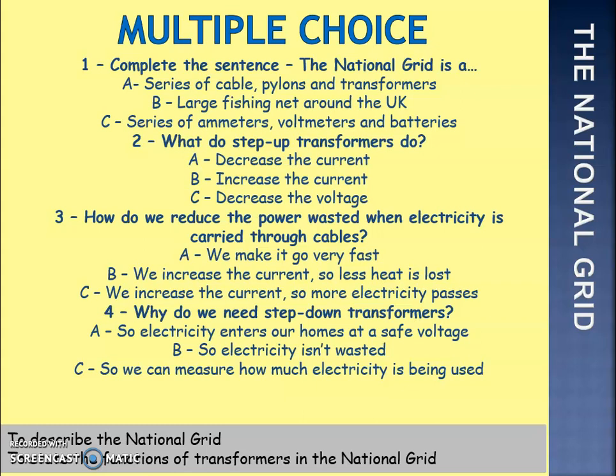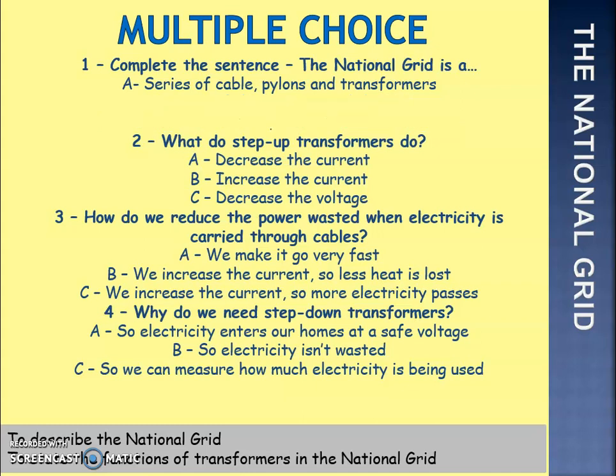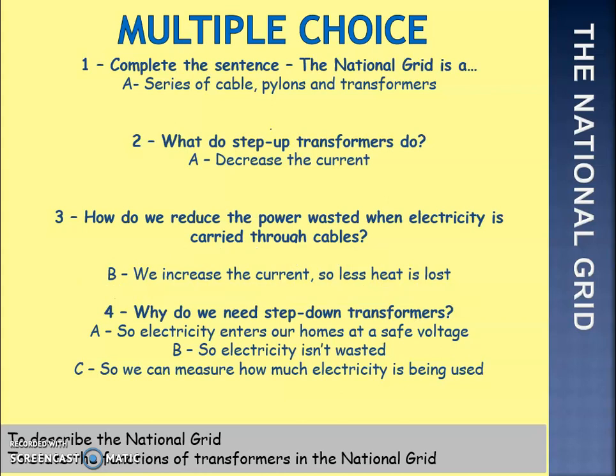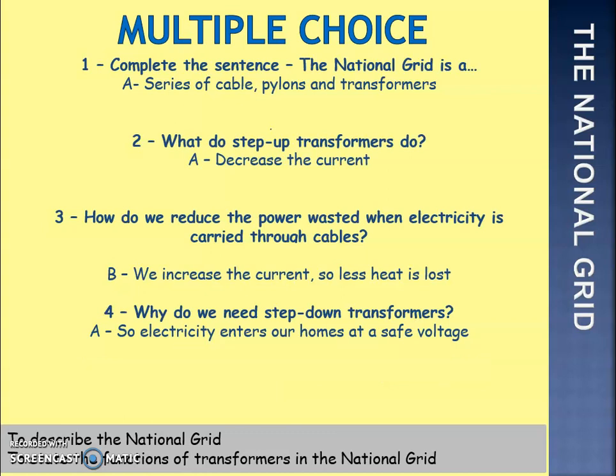Okay, question 1. Complete the sentence. The national grid is a... Correct answer there would be A, a series of cables, pylons and transformers. Question 2. What do step-up transformers do? Again, step-up transformers would increase the voltage, which would A, decrease the current. Question 3. How do we reduce the power wasted when electricity is carried through cables? Correct answer is B, we'd increase the current so less heat is lost. And finally, question 4. Why do we need step-down transformers? It's so electricity enters our homes at a safe voltage.